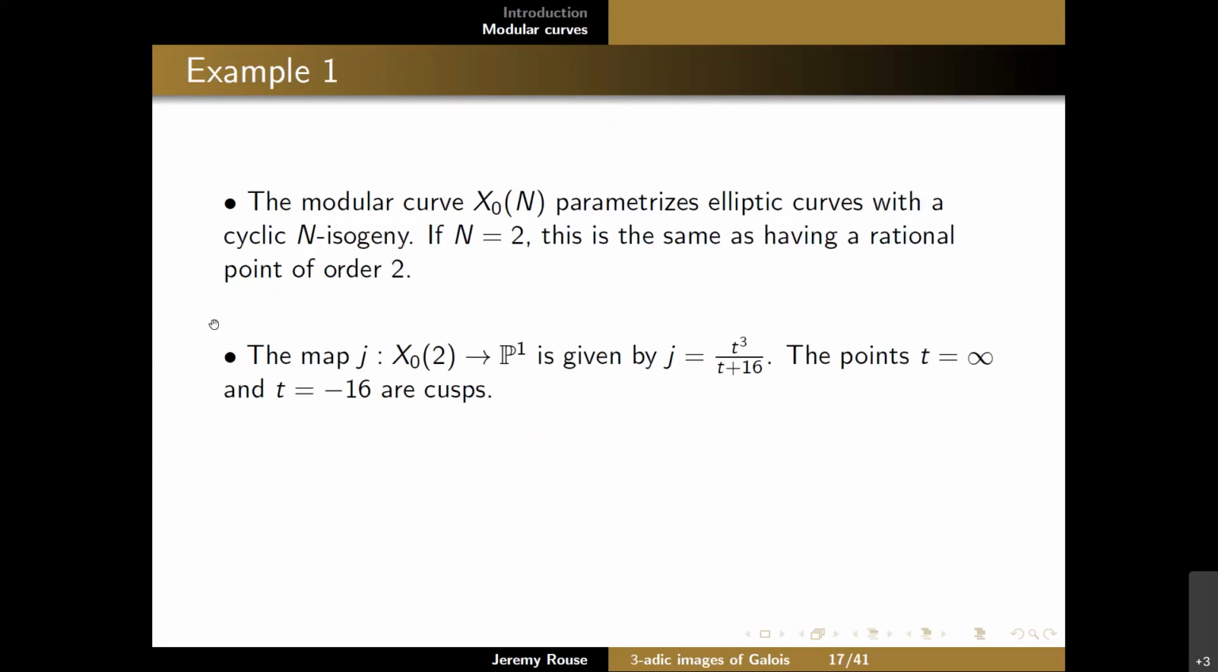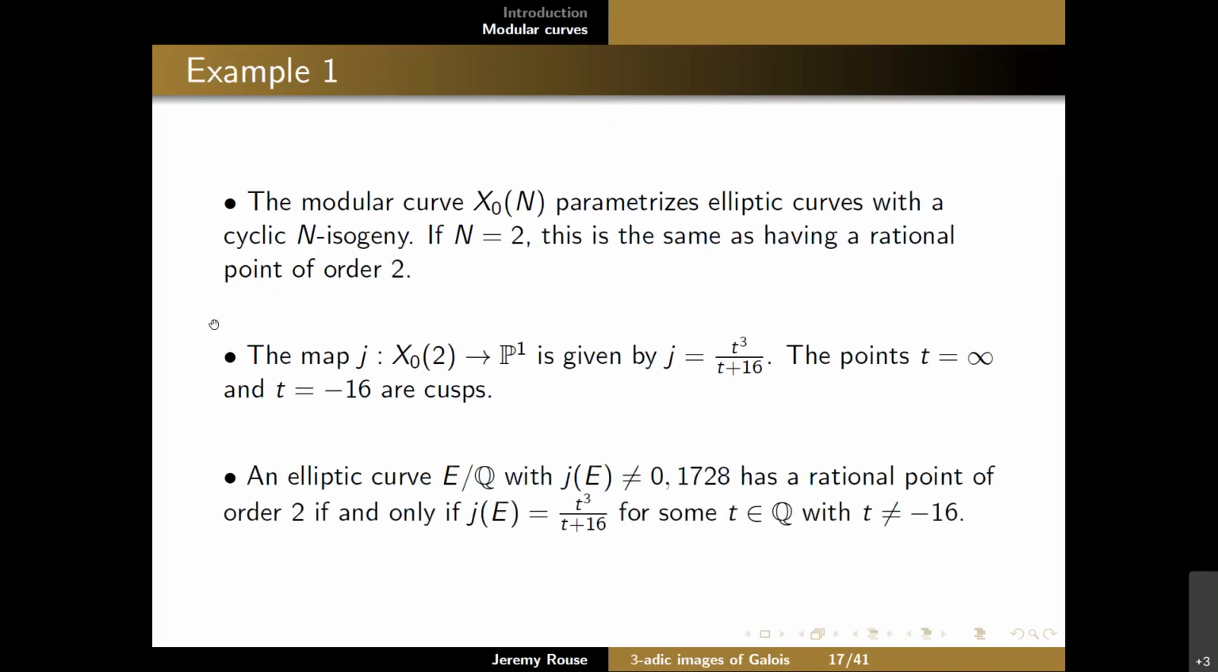Okay, so for this modular curve, there are two cusps on X0(2). Those correspond to t equals infinity and t equals minus 16. So in other situations, if you have an elliptic curve over Q whose J invariant is not 0 or 1728, this has a rational point of order 2 if and only if the J invariant has the form t cubed over t plus 16 for some rational number t. And that's the sense in which the modular curve X0(2) parameterizes elliptic curves with a rational point of order 2.